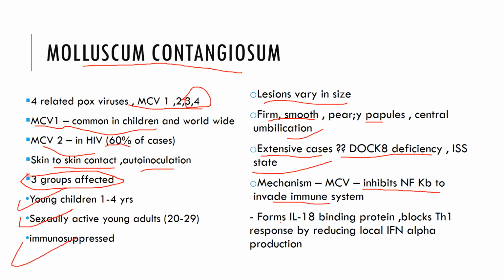The second mechanism that has been proposed is that molluscum contagiosum virus produces interleukin-8 binding protein that usually blocks the response from T helper 1 cells by reducing the local production of interferon alpha. We all know that in viral infection, a very important immune response is interferon alpha. So if a virus is able to block the production of interferon alpha locally, then it can thrive. That's why you have those molluscum on the skin.